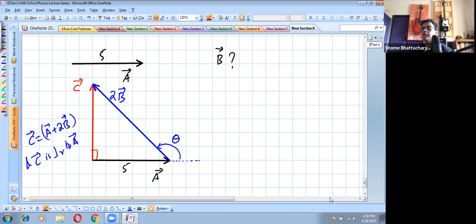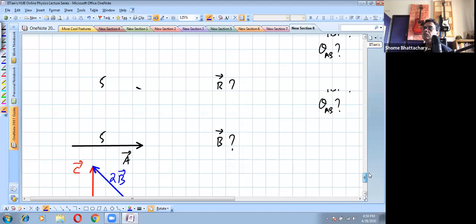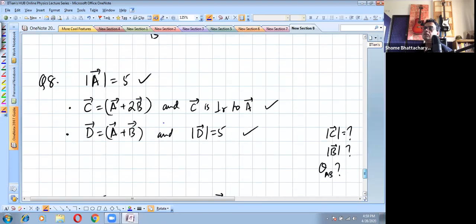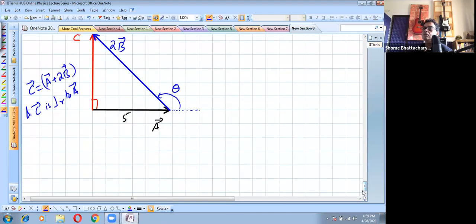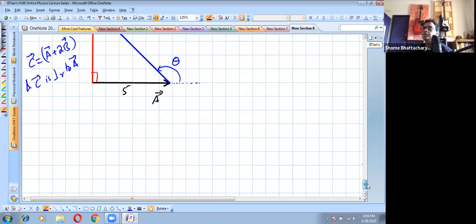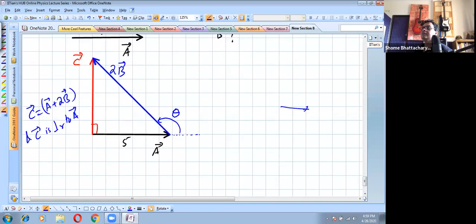We haven't got to B yet. What we are just doing is we are using the statement that C is equal to A plus 2B. So this is just the statement of triangle law. The statement of triangle law is if we have one vector A like this and another vector 2B like this, then this must be the vector C, which is A plus 2B. Okay. So here this vector C is perpendicular. So the vector 2B must be here. That is the information that we use.